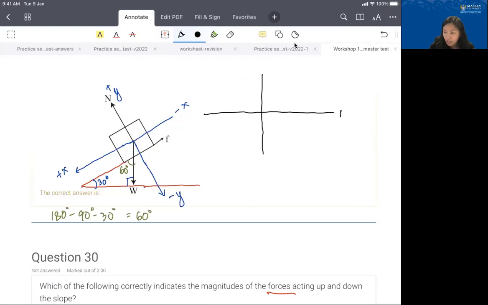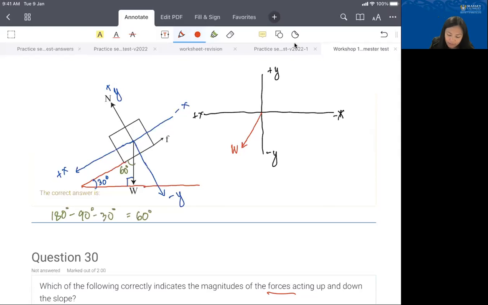Let me redraw the free body diagram rotating the axes. So I just rotate this axis, so that's minus x. This is plus x, that's plus y and minus y. Your weight force is going this way. We're just rotating the axis there.